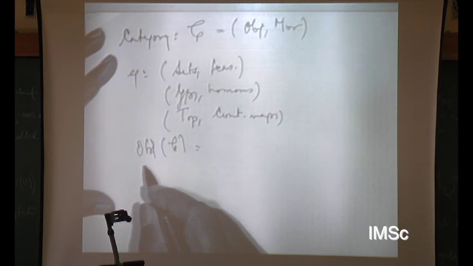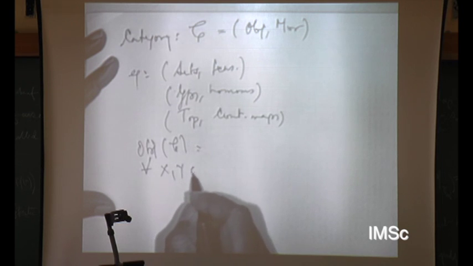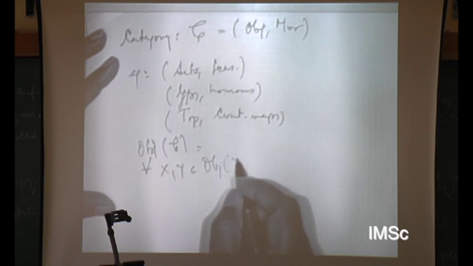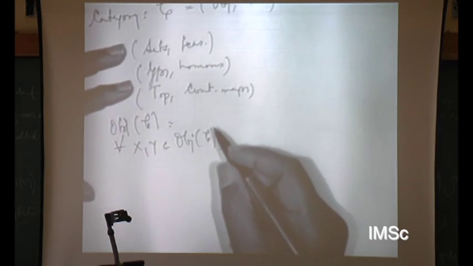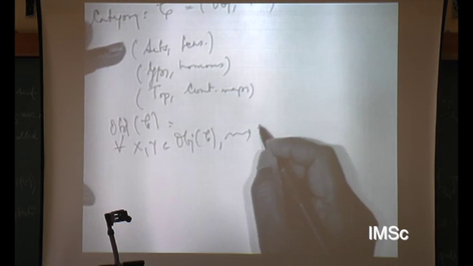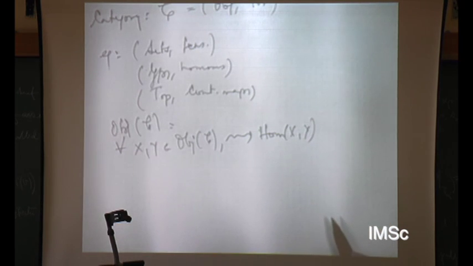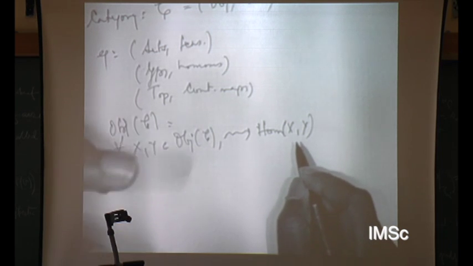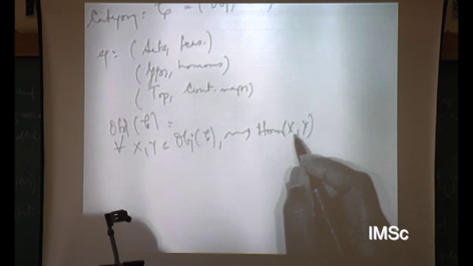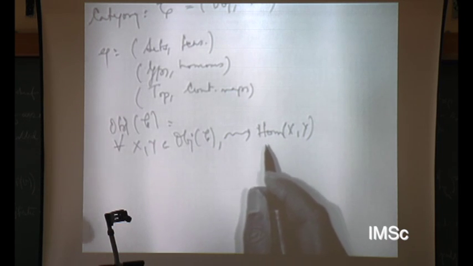And what are morphisms? For any x, y in the objects of the category, by this I mean any two objects in that collection, one has associated something called Hom(x,y), which is the collection of all morphisms. An element of this is called a morphism from x to y. And one demands two things only of this whole thing.